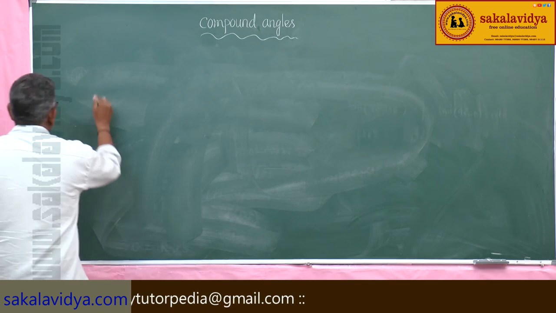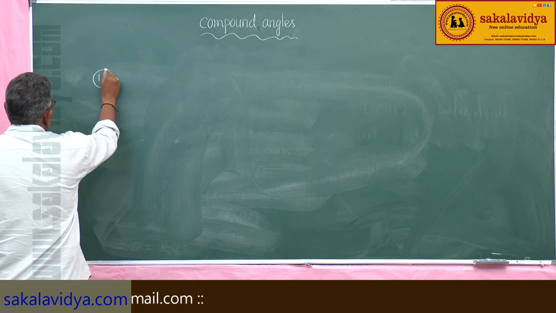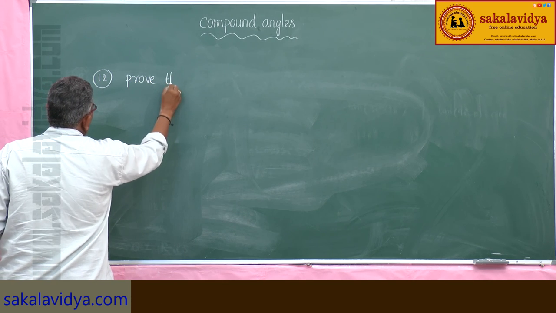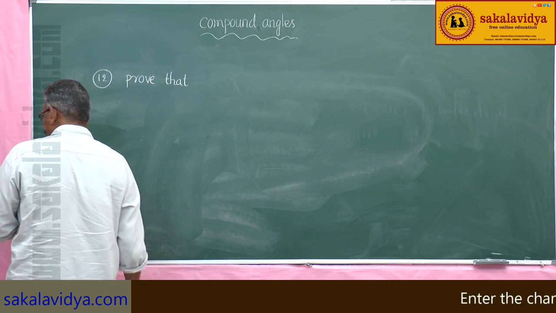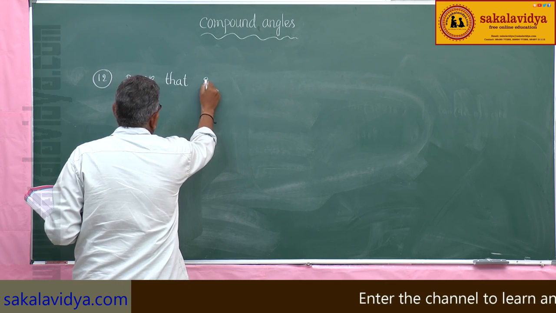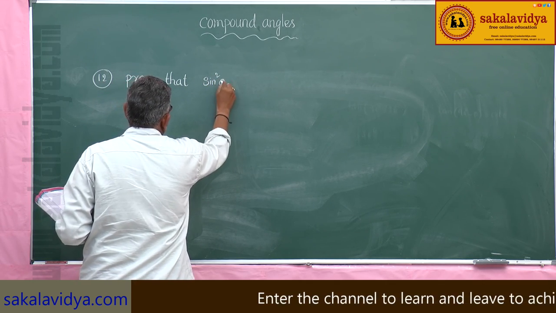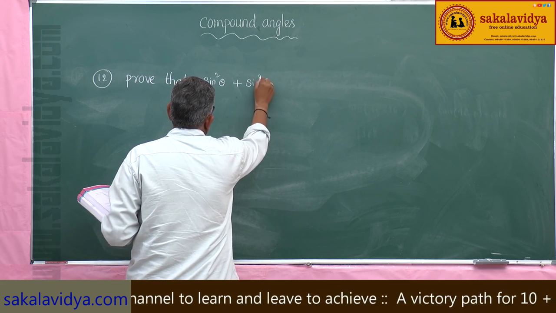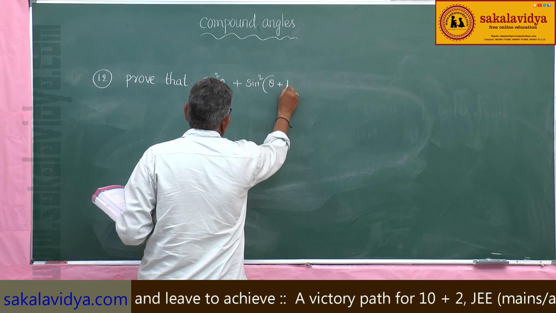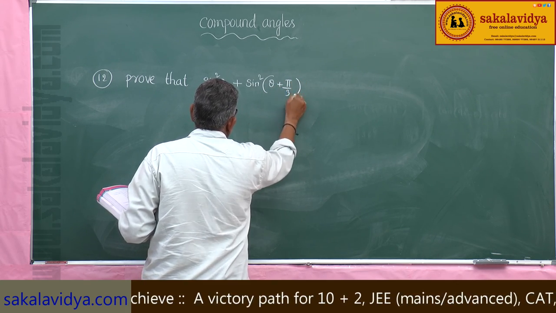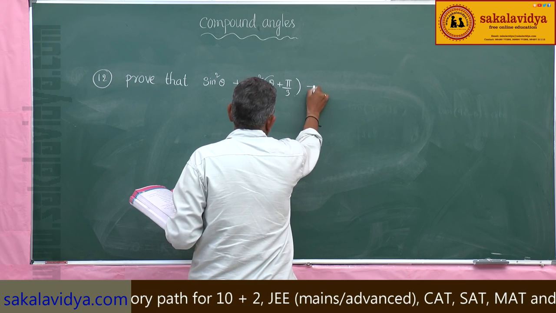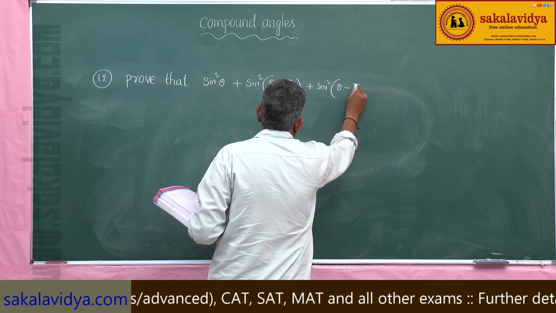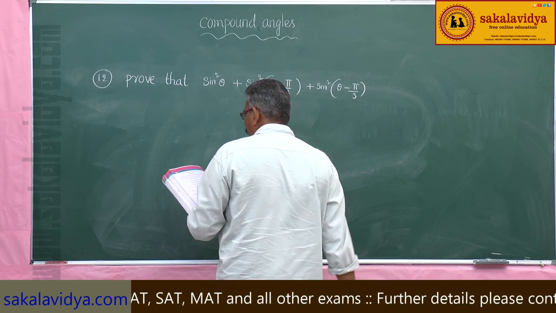Twelfth problem, prove that sin square theta plus sin square of theta plus pi by 3 plus sin square of theta minus pi by 3 equal to 3 by 2.